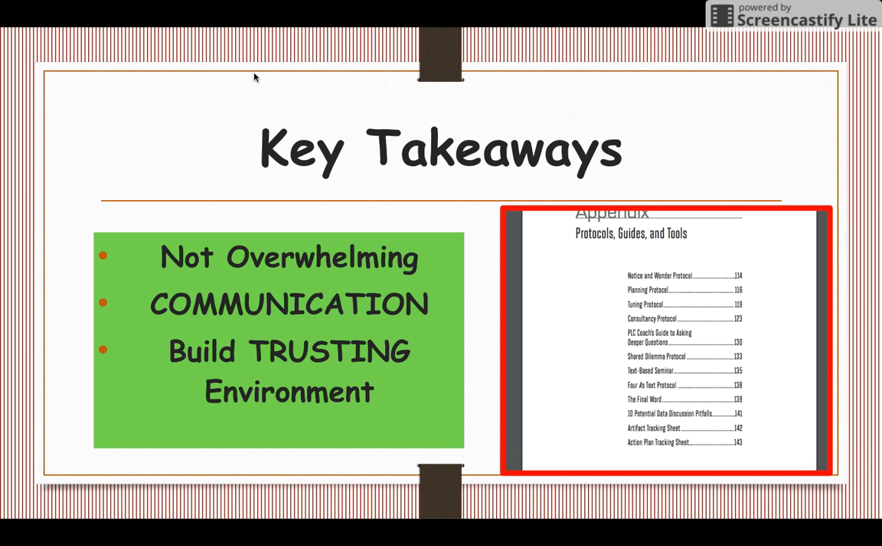Key takeaways. Data doesn't have to be so overwhelming, especially if you use Venables' systematic approach to the whole process. Communication is key. It's important to build a trusting environment where everyone feels comfortable to announce what they notice and to share what's working and what's not, so you can work together to ultimately help students achieve learning. Here's a list of Venables' protocols, guides, and tools that come with the book.